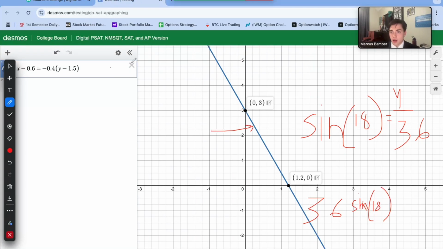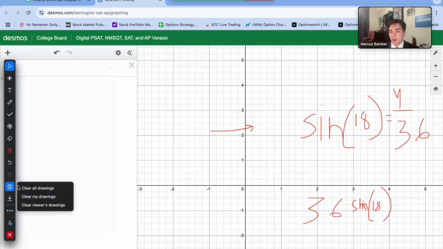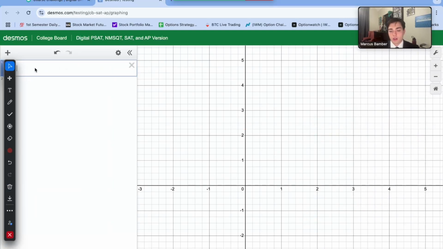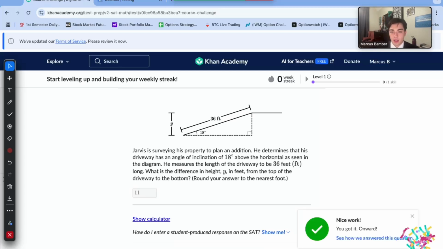So we're going to go here and set it to degrees in the tools. As we can see, it's currently set on radians. Most calculators default to radians, so we're going to do 36 times the sine of 18. We can see it's 11.1246. Rounded to the nearest foot is simply 11 feet.